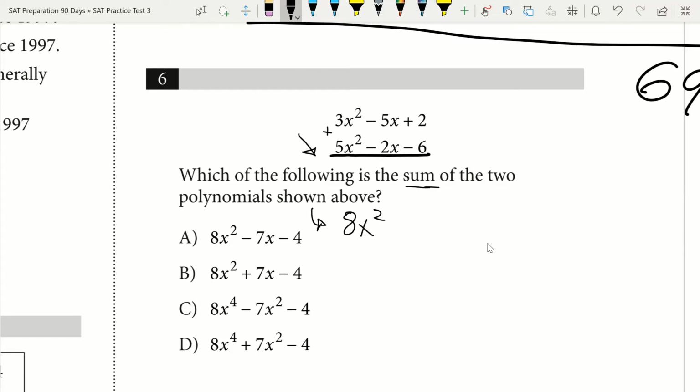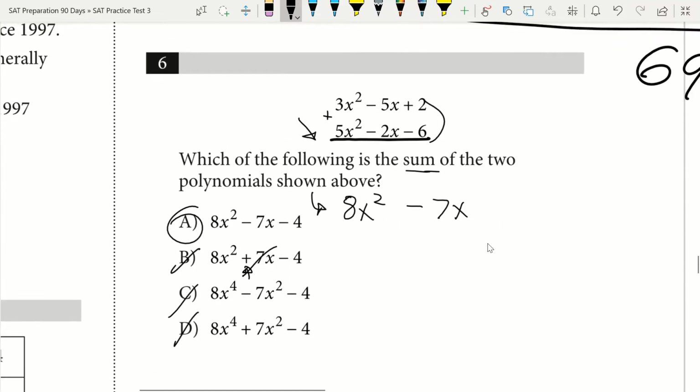So we got 3x squared plus 5x squared, that's 8x squared. Then we have minus 5x plus negative 2x, which is the same as minus 5x minus 2x, that's going to be minus 7x. And then I go ahead and look at my answer choices, and I can actually go ahead and find my answer choice of A, because I don't even have to do this 2 and this negative 6, because this one right here is plus 7x, and I know that that's wrong. So my answer there is going to be A for number 6.